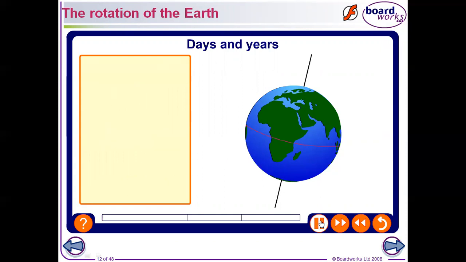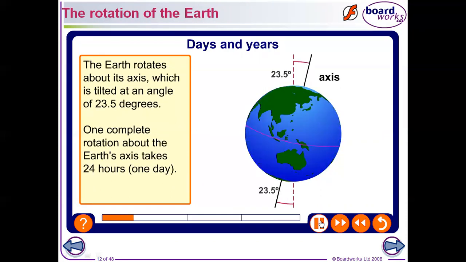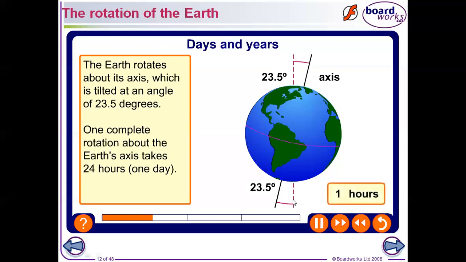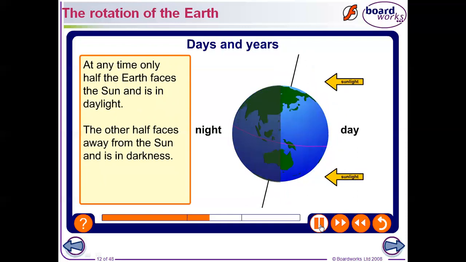Now let's look at this briefly to see exactly what is happening. Can you see this? It takes 24 hours to complete one rotation. Okay, and the Earth is tilted at this angle, 23.5 degrees to the horizontal. If this is a horizontal line and you measure it, you're going to get 23.5 degrees. Okay, and now let's look at how the day and night is formed. Look at it on the screen.